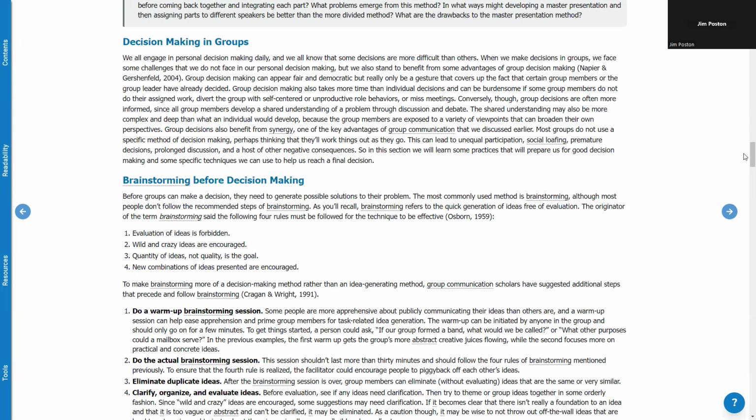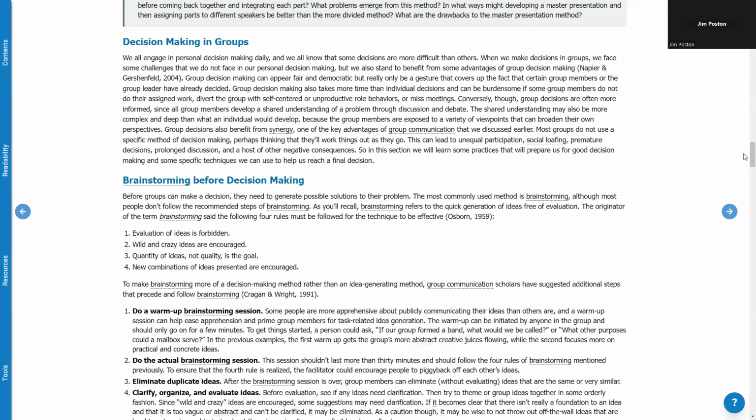Conversely, though, group decisions are often more informed since all group members develop a shared understanding of a problem through discussion and debate. The shared understanding may also be more complex and deep than what an individual would develop because the group members are exposed to a variety of viewpoints that can broaden their own perspectives. Group decisions also benefit from synergy, one of the key advantages of group communication that we discussed earlier.